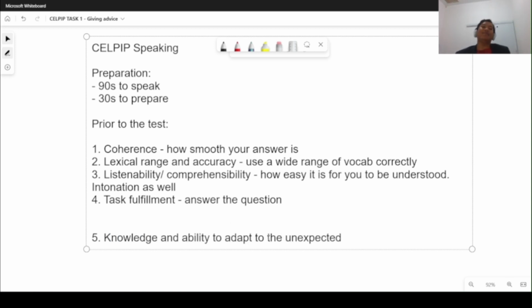So what does that mean, the unexpected? Basically, the questions that you might get in the CELPIP exam are not ones that you might be very familiar with. So you might be asked for advice on English lessons, like a person asks you, "Hey, what's the best way to learn English?" And you yourself are learning English, and you thought to yourself, I don't even know what's the best way to learn. How am I supposed to give advice?